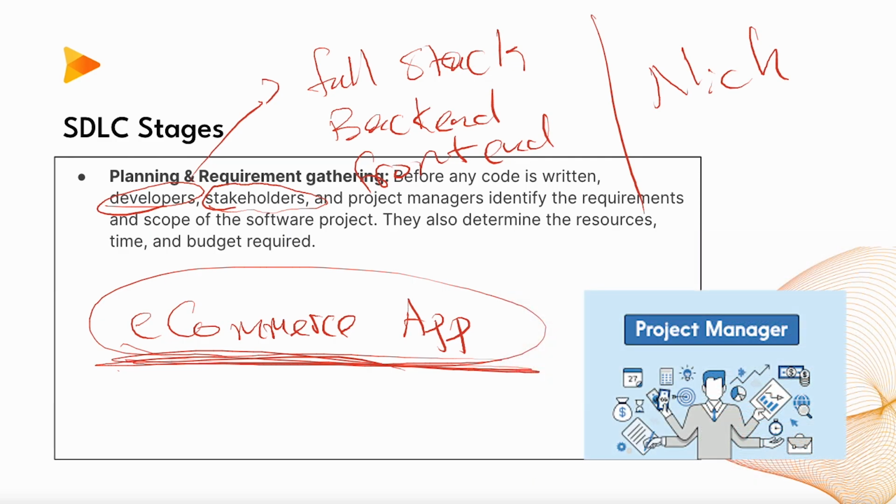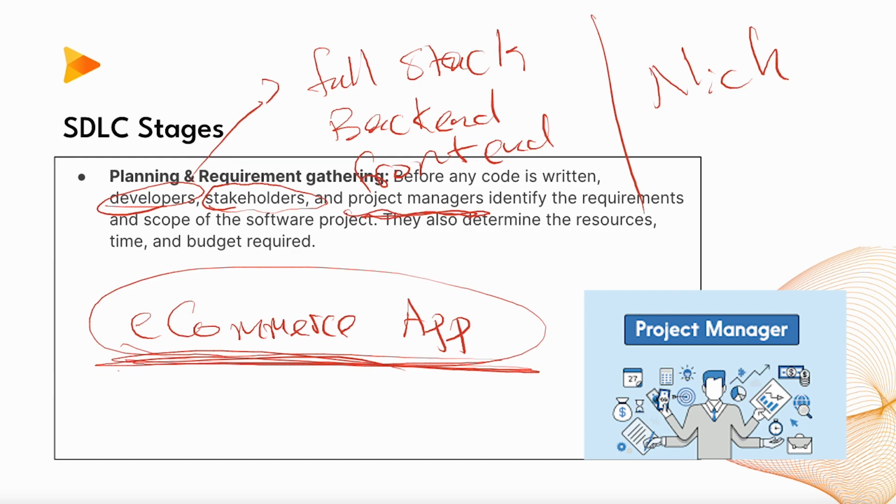Then another group of people here are project managers. Now, it's important to have project managers. Why? Because they are the ones who initiate the project, they are the ones who control the project, and they are the ones who ensure that at the end of the day, this e-commerce app is delivered to the client. So these guys would all come together and they will have conversations and gather requirements.